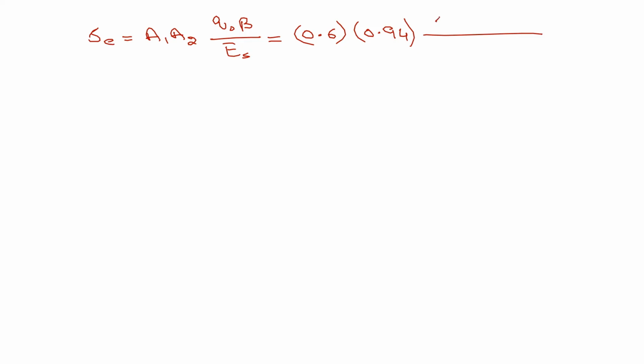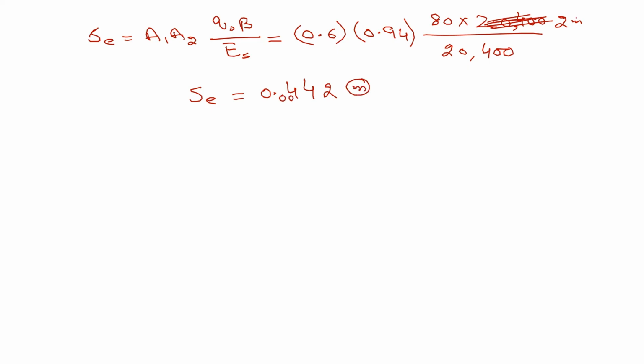And Q naught is 80, times 20400 divided by, sorry, B. B is 2 meter and ES is 20400 in the denominator. So we'll just multiply and divide the relevant values and we'll see the answer. This is 0.6 times 0.94 times 80 times 2, divided by 20400, we will get 0.00442 meters. The answer will be in meters because the unit of B is meter.